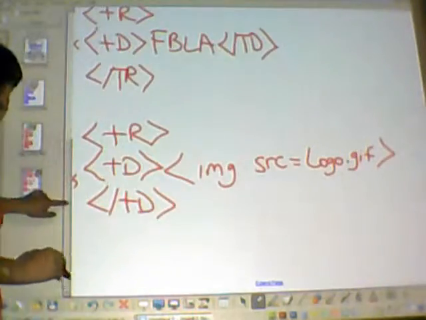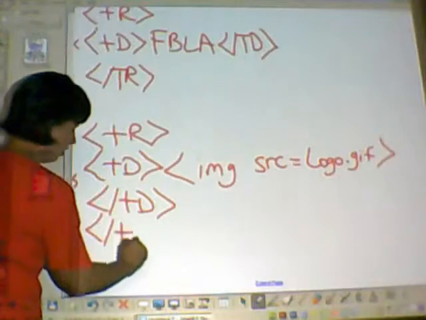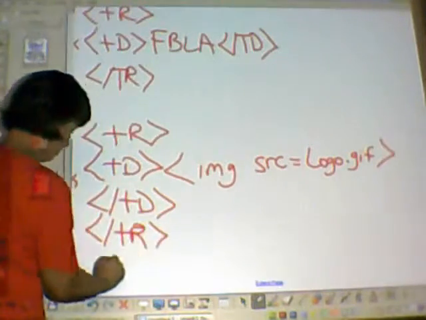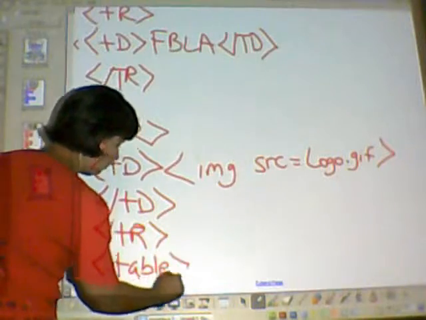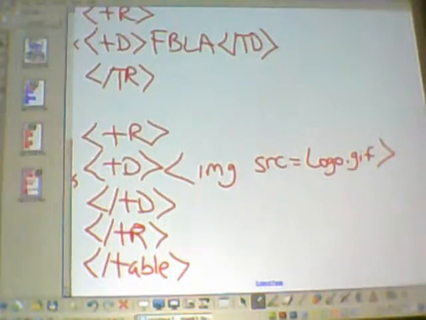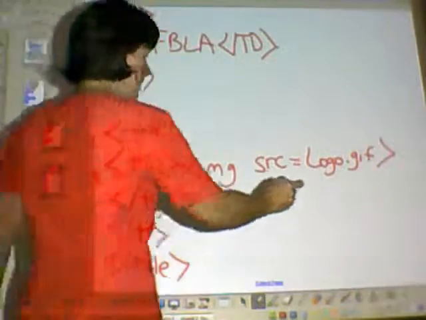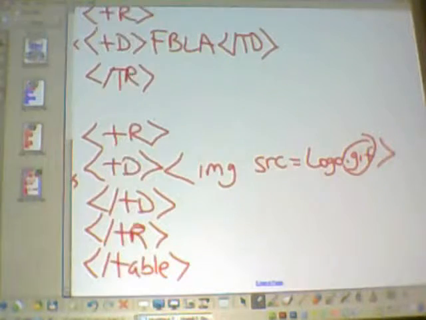Are we done with that row? Okay, so let's end that row. Are we done with our table? So let's end our table. Okay, first thing I want you to do, go out and find an FBLA logo. It doesn't have to be a GIF, but know that this may be different than what I wrote up here on the board, depending on what it is. Name it logo and set this table up. If I need to scroll up, let me know.